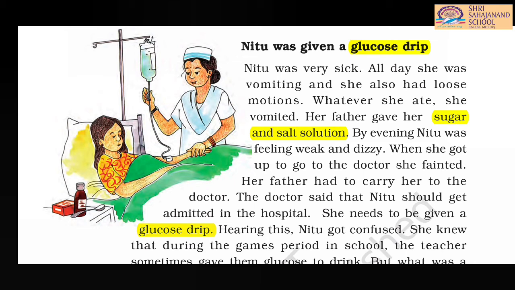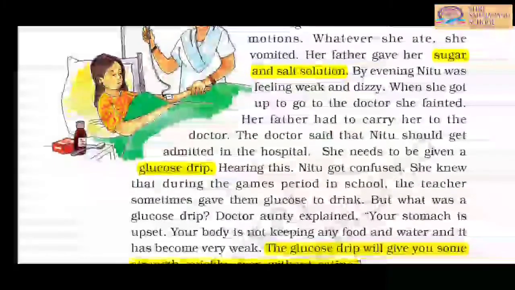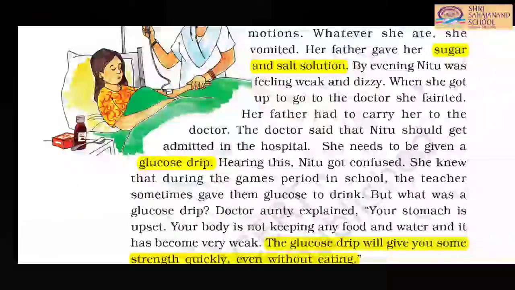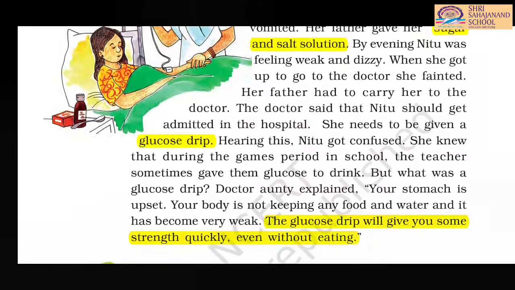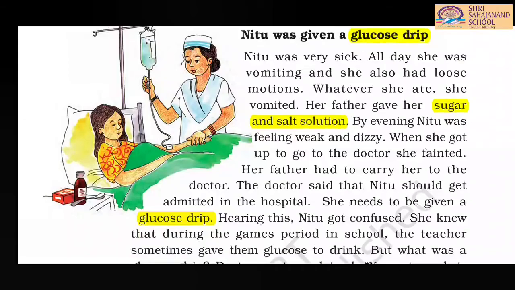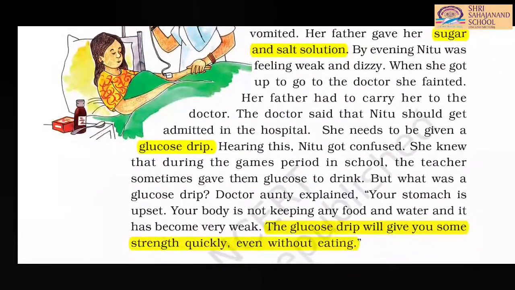So Neetu got confused and she wondered what is this glucose drip. Here the doctor explained that the stomach is upset and your body is not getting the food or water that you eat, and due to that you are feeling very weak. So the glucose drip, as you can see here in the figure, the bottle of glucose is given, that is nothing but the glucose drip. The glucose drip will give you some strength quickly. So what is the function of the glucose drip? The glucose drip gives you strength, and that is also very quickly without even eating.